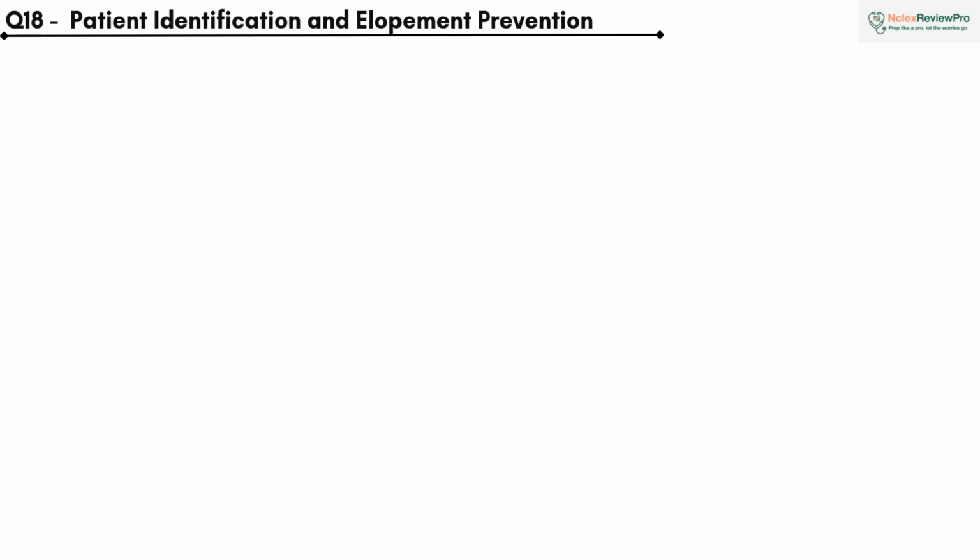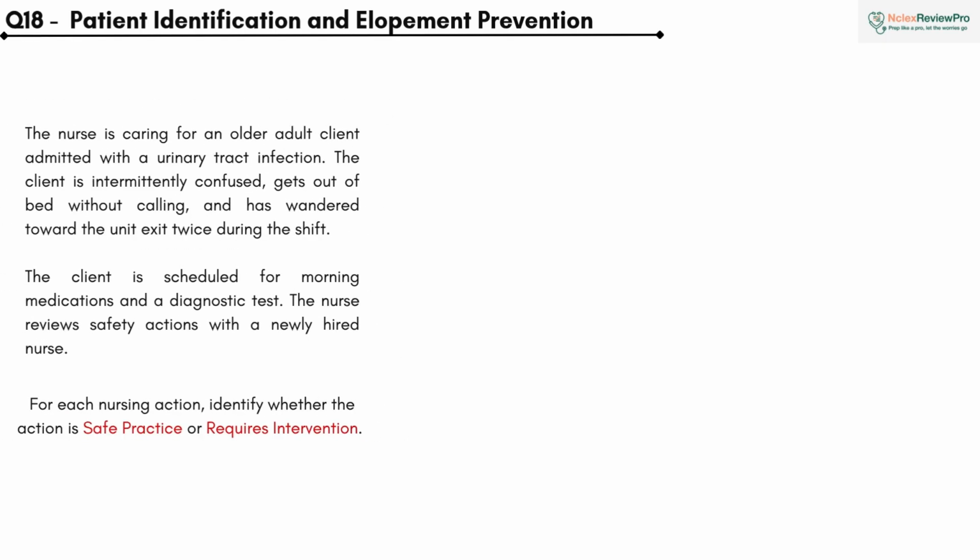Question 18. Matrix Grid. Patient Identification and Elopement Prevention. Clinical scenario. The nurse is caring for an older adult client admitted with a urinary tract infection. The client is intermittently confused, gets out of bed without calling, and has wandered toward the unit exit twice during the shift. The client is scheduled for morning medications and a diagnostic test. The nurse reviews safety actions with a newly hired nurse.